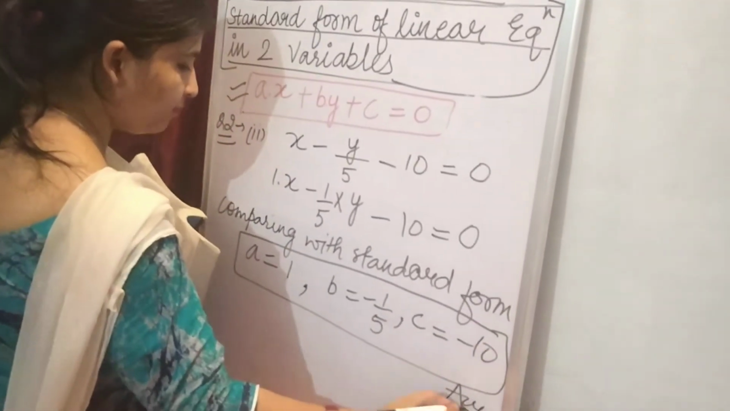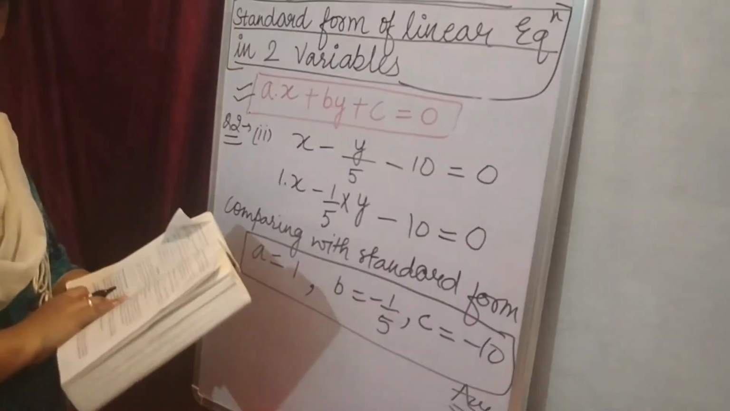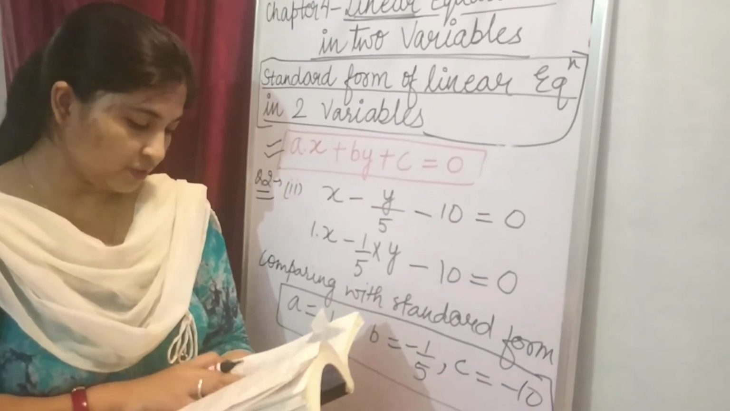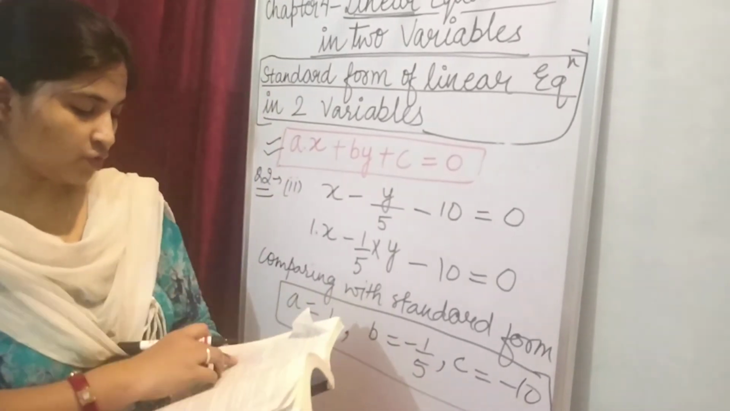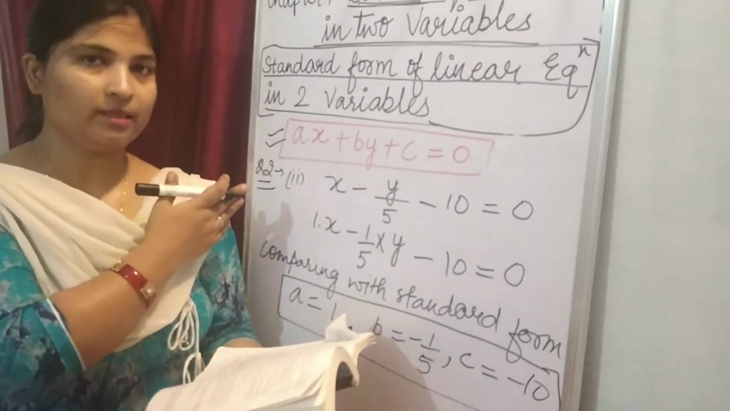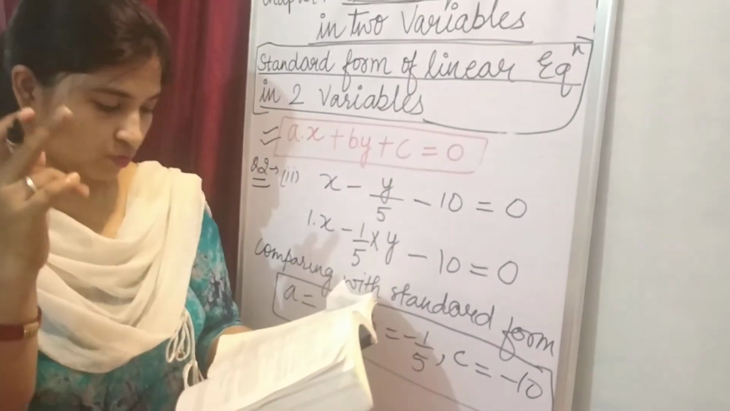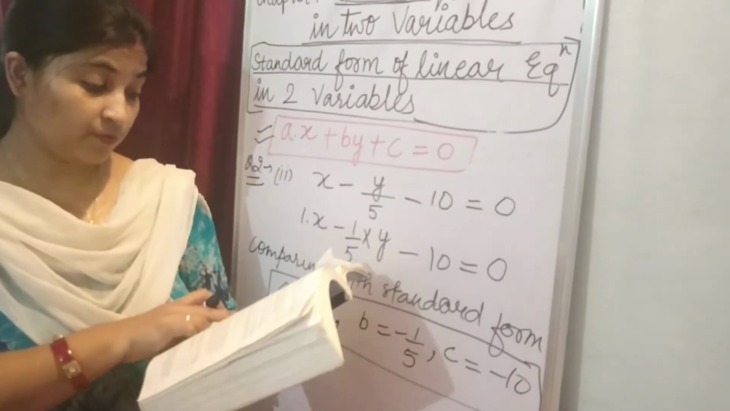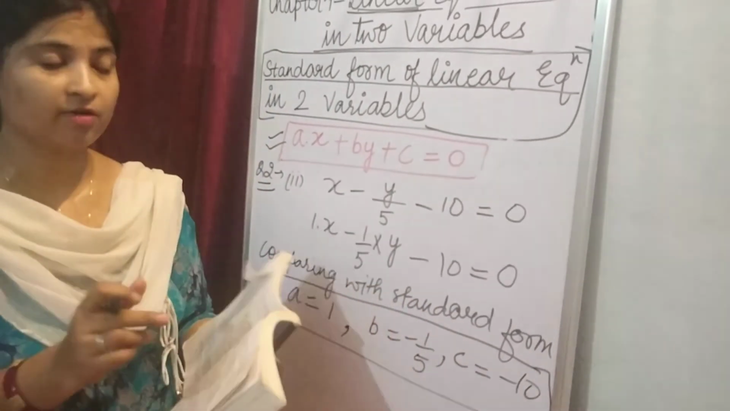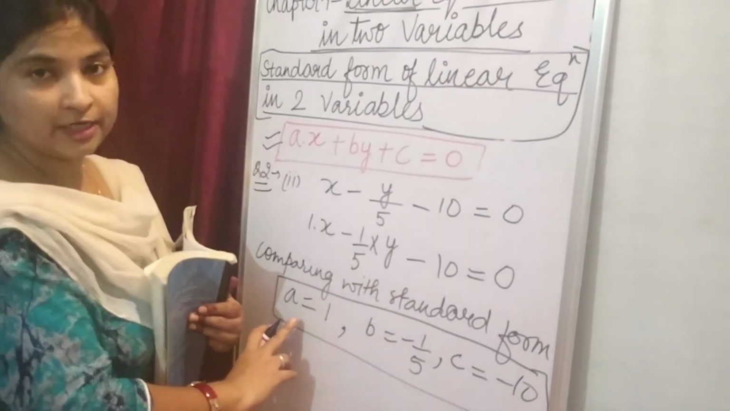And one more thing, if it is not written, all the questions are written in the standard form except first, third and fifth. So what you have to do is make them in the standard form. Take all the numbers on the left hand side and on the right hand side you must have 0. Yes, 4th and 8th also are not in standard form. So make them in standard form first and after that compare and find the values of a, b and c.